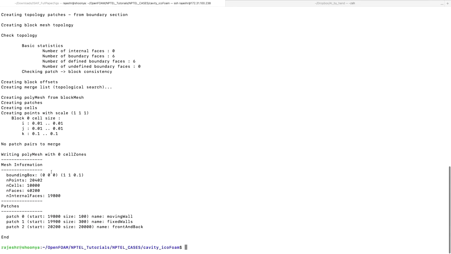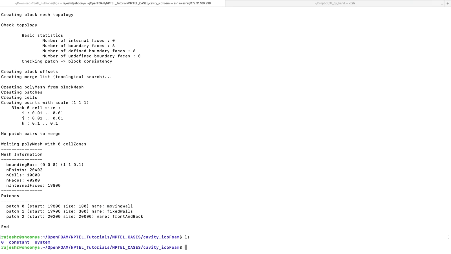You can see it has given the number of cells, you have 100 cross 100, so you have 10,000 cell points. And this is the box, which you can see in 2D is 0 to 1, and then in the 3D the width is 0.1, right, and these are the boundaries you have.